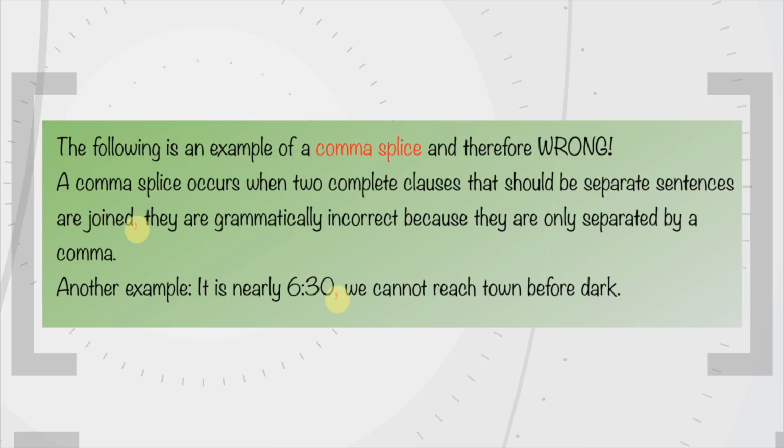The following is an example of a comma splice, and so it's wrong. A comma splice occurs when two complete clauses that should be separate sentences are joined. They're grammatically incorrect because they're only separated by a comma. And another example is, it is nearly 6:30, we cannot reach town before dark. The commas here are wrong. You need to put a period there or at least a semicolon.